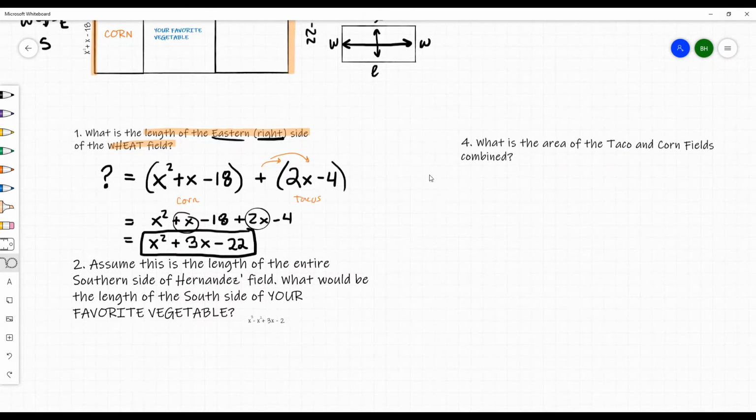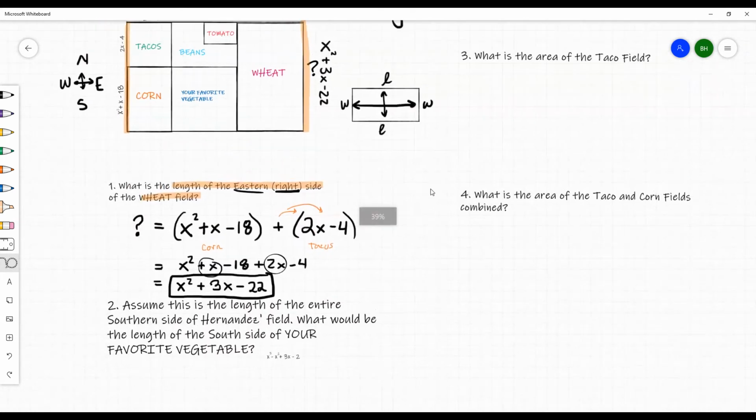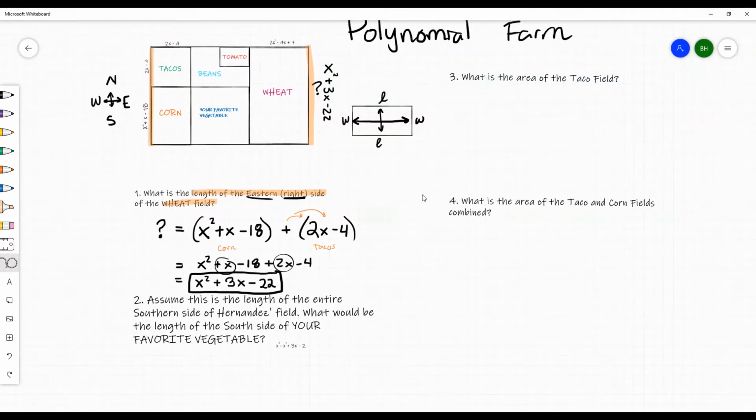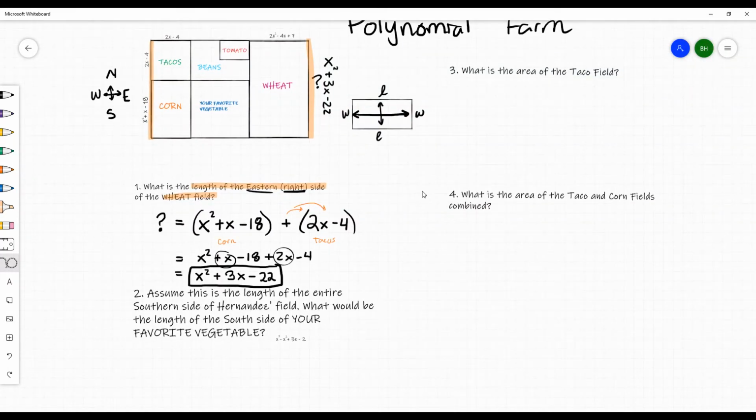Number 2 was a little bit trickier. It required a little extra work, but it said, assume the length of the entire southern side of this farm. In this problem for number 2, we're looking at the entire southern side of the farm. What would be the length of just the south side of your favorite vegetable field? So I'm just looking for this portion.